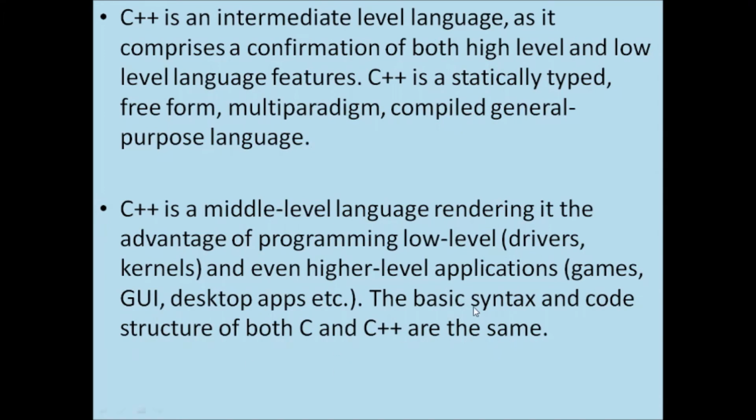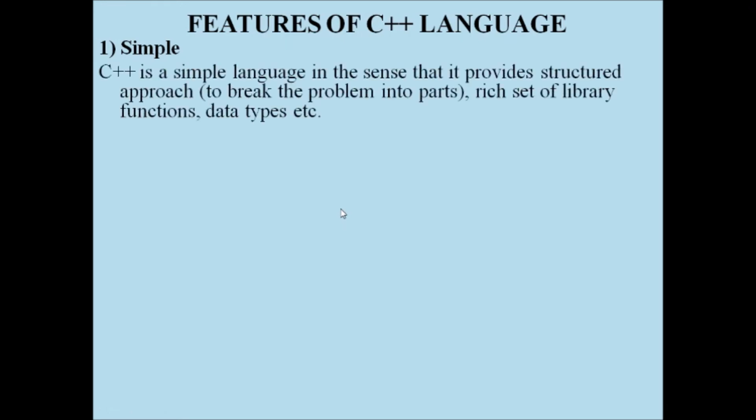And this C++ syntax and structure of the source code is the same as the C language. And now we will discuss some features of C++ language. In that, the first one, the language is very simple. How is it called simple? Because it has built-in functions, so we can use them directly without writing the source code. It also has different data types, and the language can be divided into smaller parts called functions. So these things make this language simple.